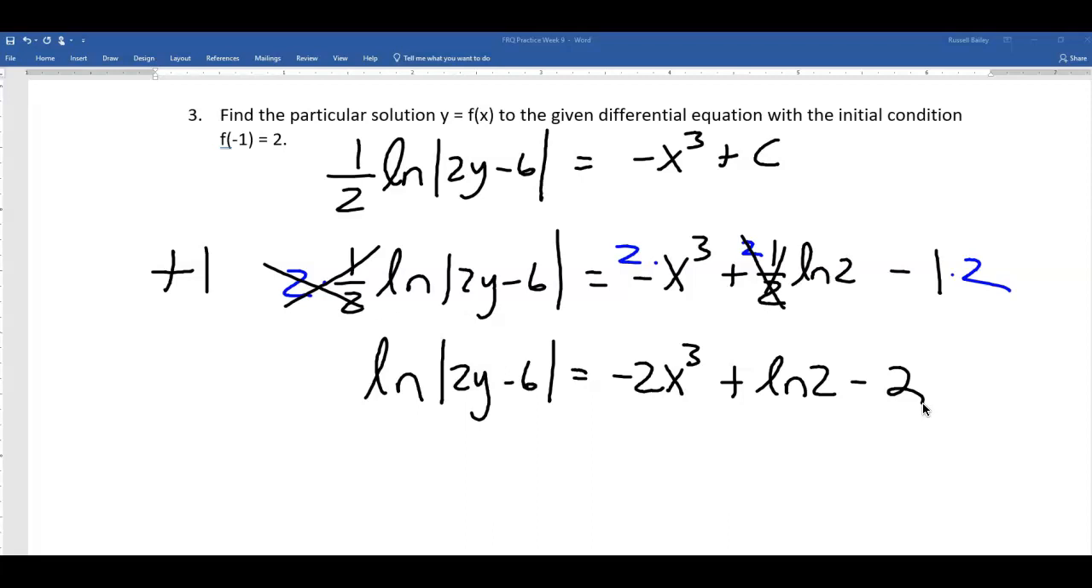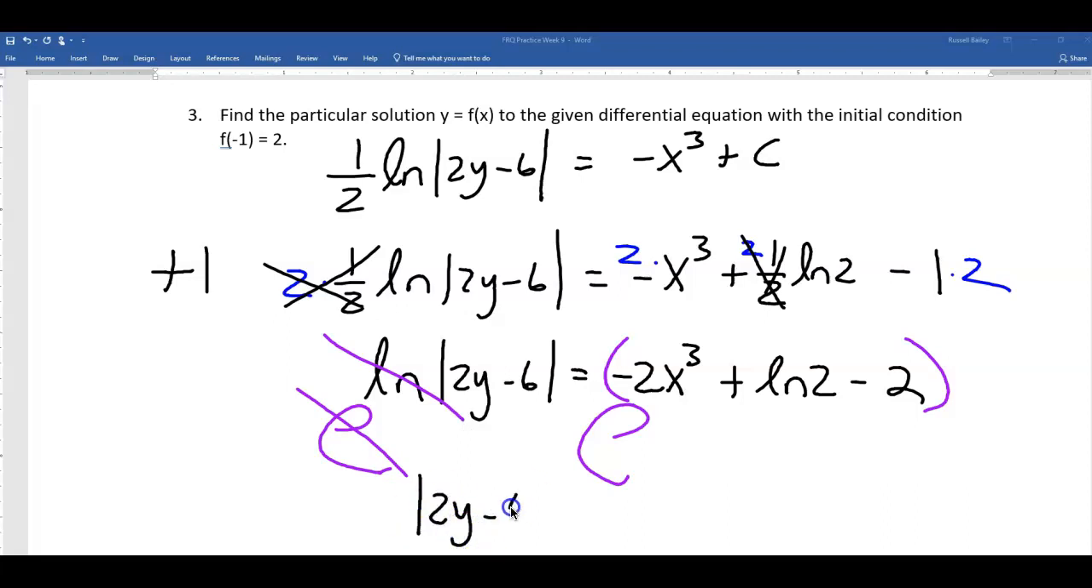Now what do we do? Getting close, yeah. We want to get rid of the ln, and we do that by exponentiation. We're going to exponentiate both sides, make both sides the power of e, right? So these cancel here, and now I have the absolute value of 2y minus 6 is equal to e to this big long power here. That was 1 over 2, and since we multiplied it by 2, it canceled out.